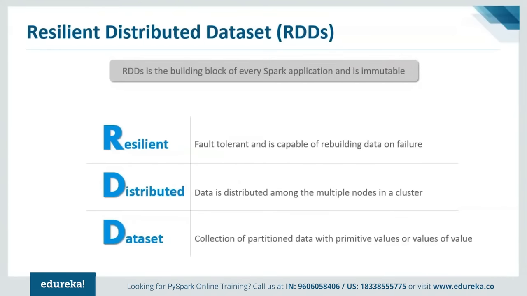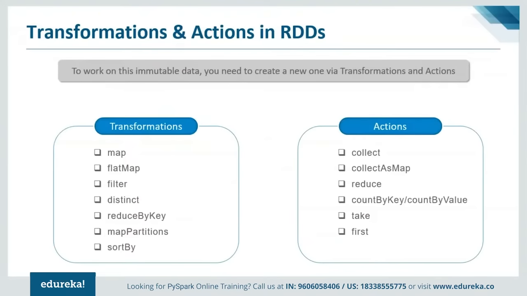Now, to achieve a certain task, multiple operations can be applied on these RDDs, which are categorized in two ways. The first is transformations and the second one is actions. Transformations are the operations which are applied on an RDD to create a new RDD. These transformations work on the principle of lazy evaluation, meaning when we call some operation on an RDD, it does not execute immediately.